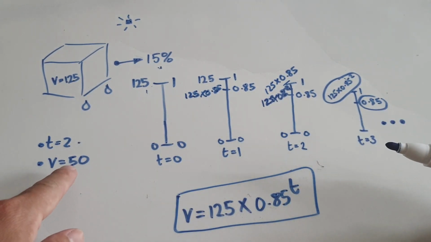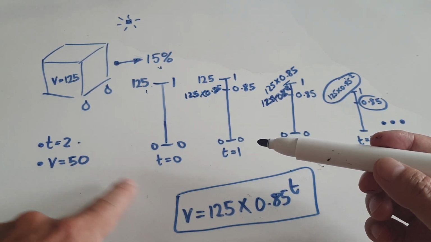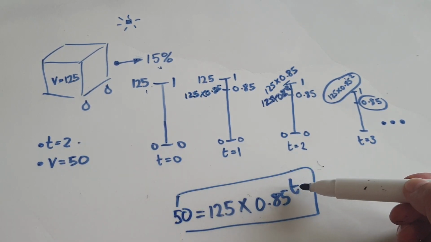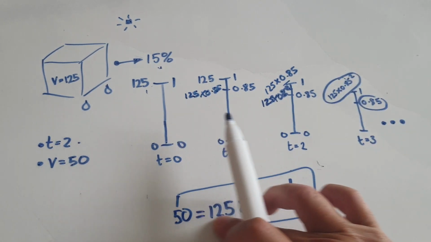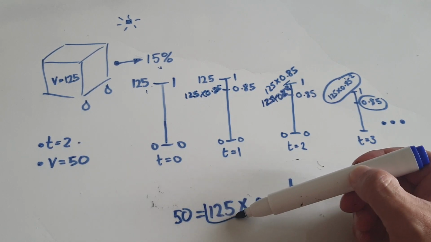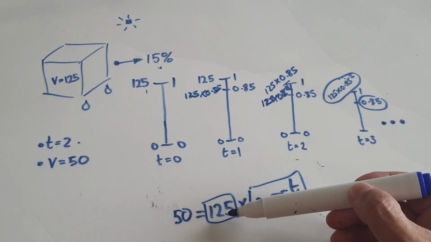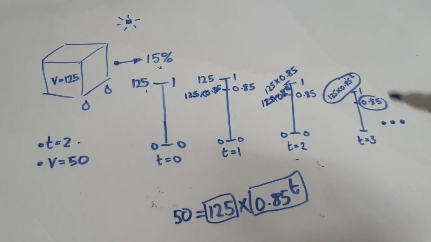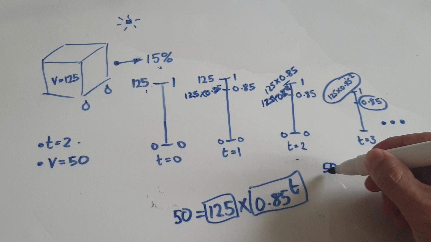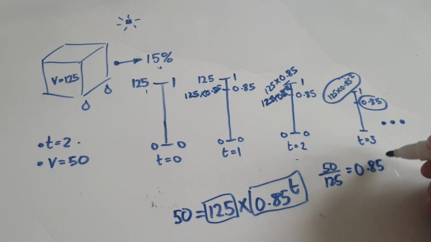Now, if you want to find the time when the volume gets to 50, you put the 50 into the v, and then now it's just a matter of finding out t. You can solve this by using logs. Wait there. You've got one block times another complicated block here. So get rid of this thing here. In your mind, divide both sides by 125. So that will be 50 divided by 125 equals 0.85 to the power of t.